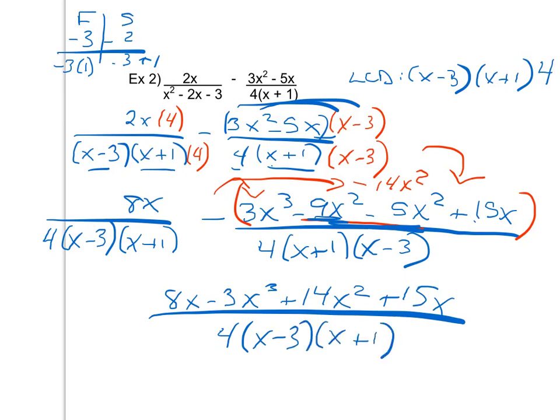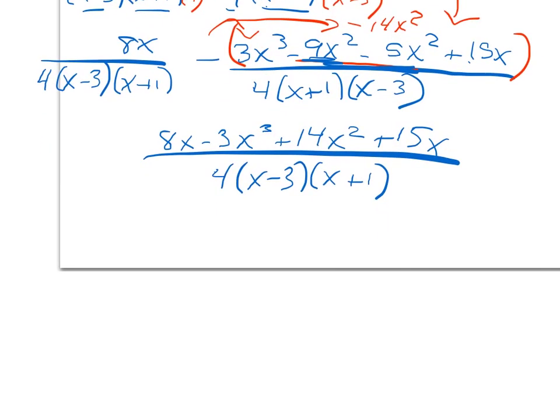So now from here the only thing I have left to do is ask myself if there's anything that can be combined in the numerator, and I see that 8x and 15x can be combined.